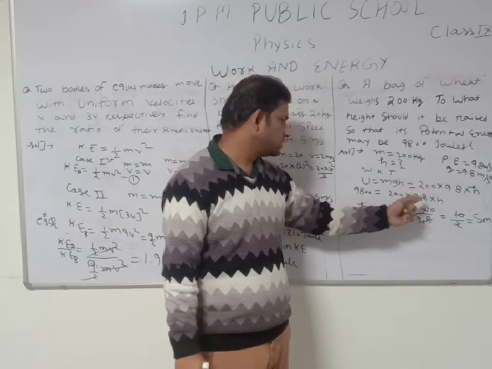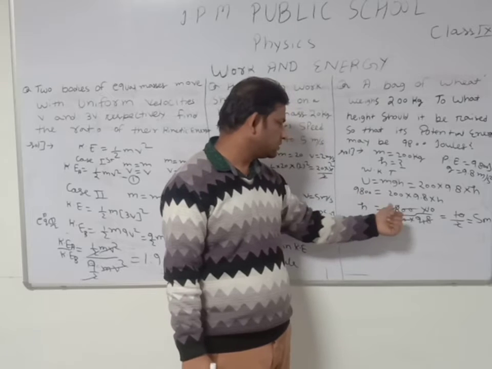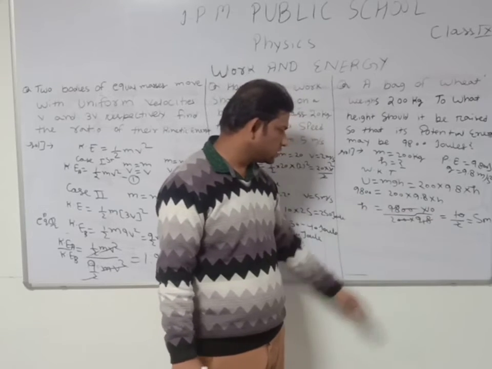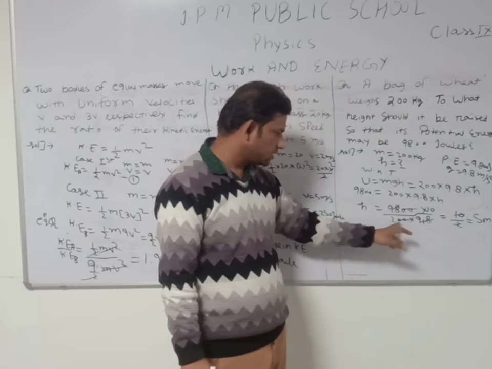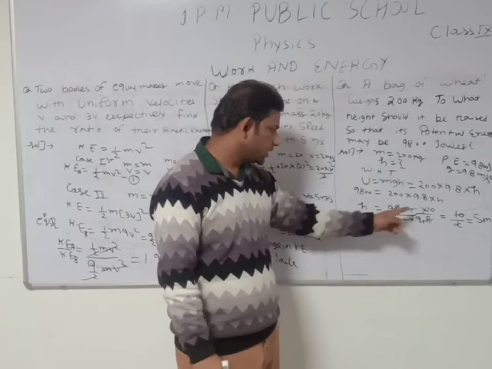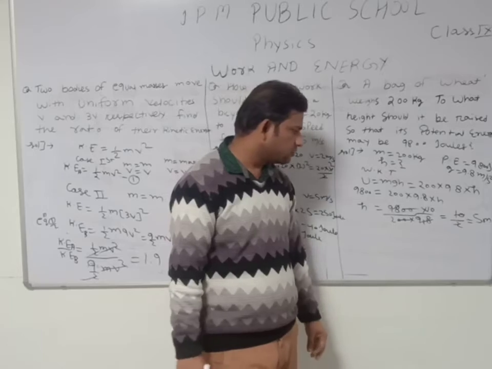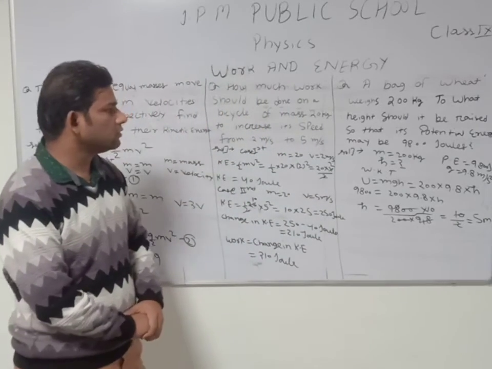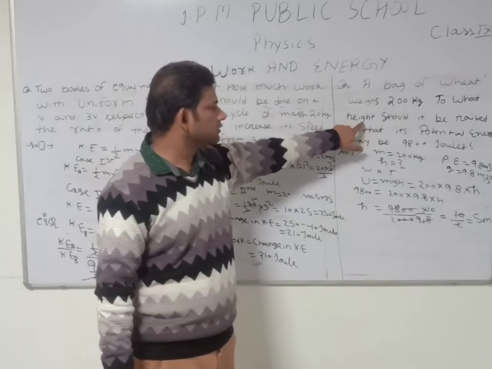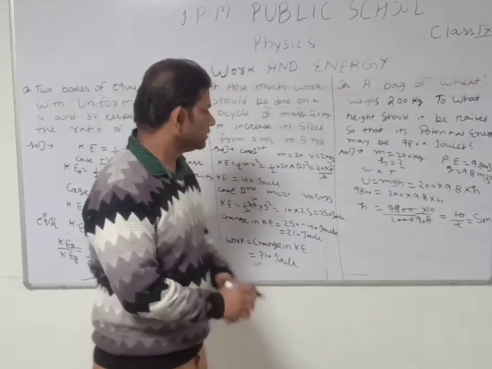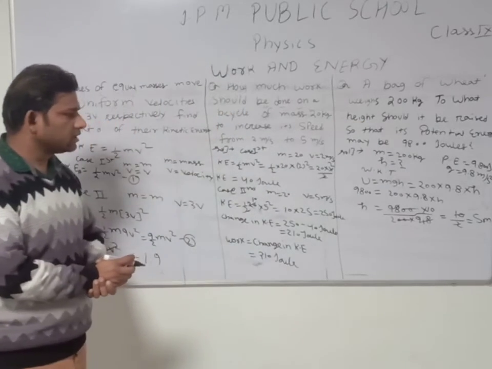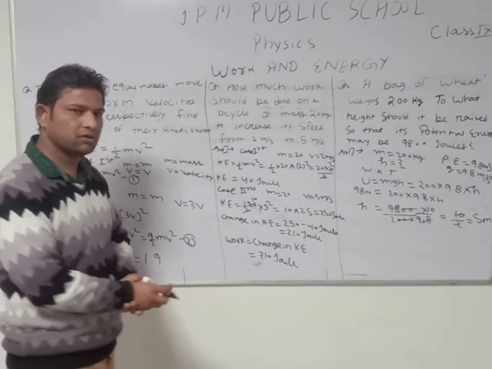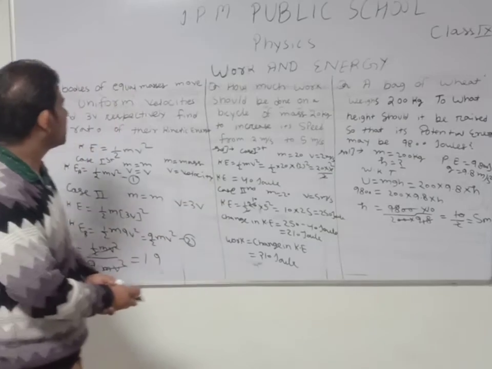So h equals 9800 upon 200 into 9.8. The point is removed, then 98 is cancelled by 98, and 20 is cancelled by 20. Then 10 upon 2 meter is the height it should be raised. So the answer is 5 meter, because the SI unit of height is meter. Thank you, students.